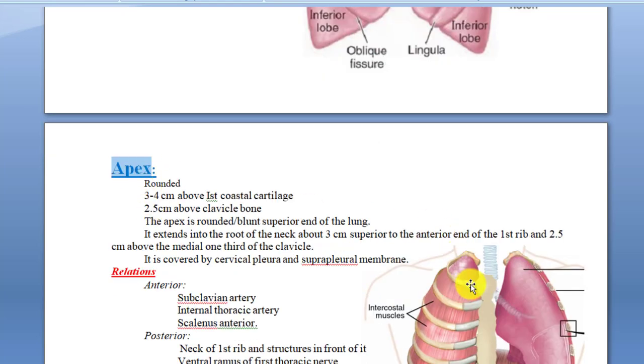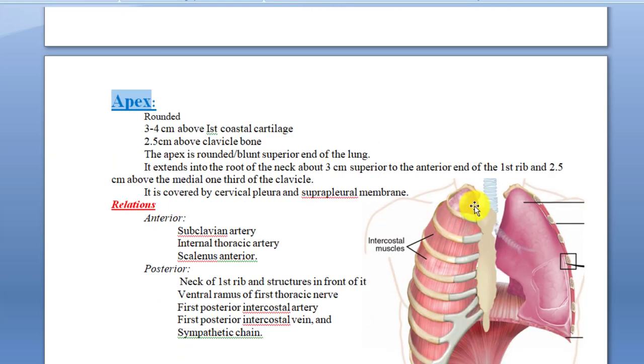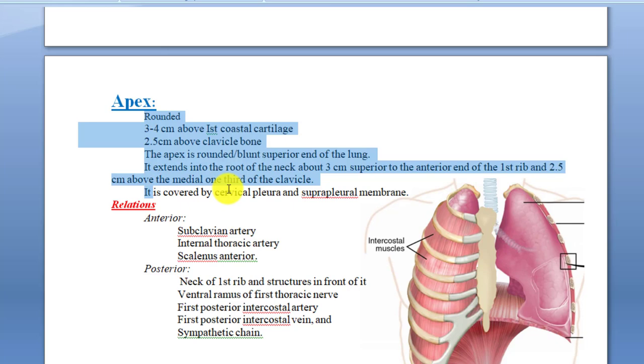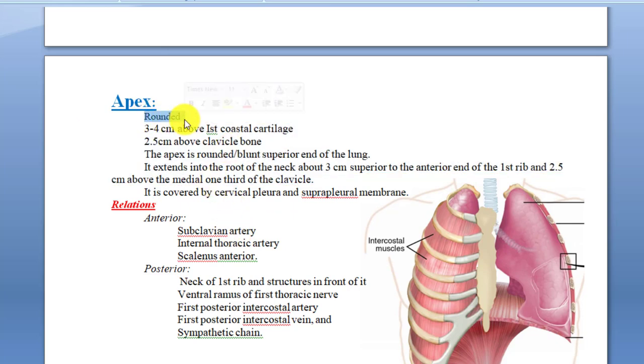There is the apex. So look here friends, in this picture you can see this is the apex of the lungs, right? There are some important points about the apex of the lungs. What are those points? First of all, the apex of the lungs is rounded. You can see here it is a little bit rounded in nature, in shape, right? So the apex is round in shape.